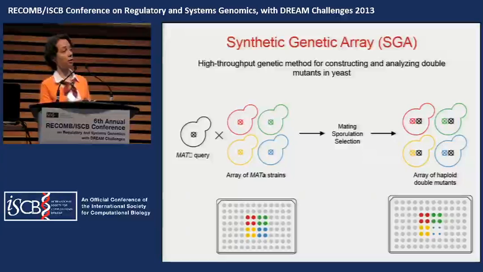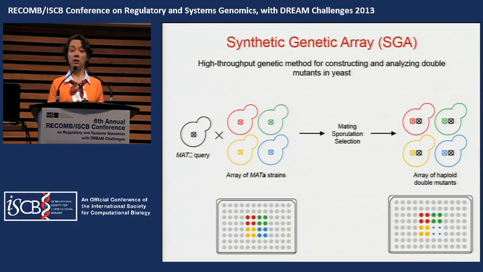The way it works is pretty simple. You have a query strain that carries a mutation in a gene of interest, and you cross it to an array of mutant strains that carry mutations in all the other genes in the genome. Through a number of automated selection steps, you can induce mating, sporulation, and eventually selection of double mutants, which are then available to you in an arrayed format. Then you can test these double mutants together with the corresponding singles for any phenotype of interest.